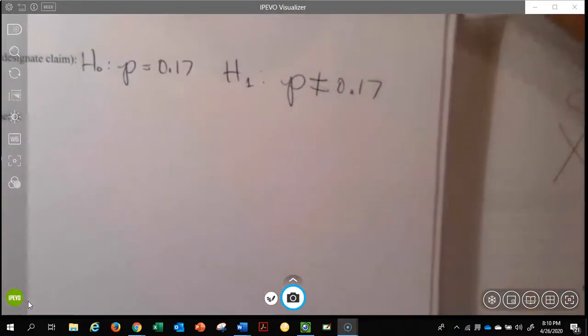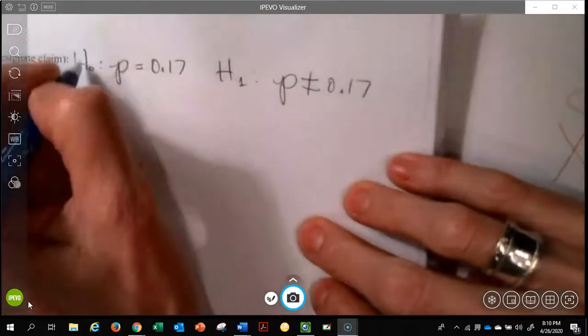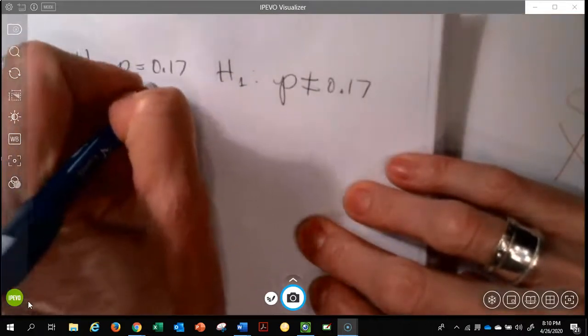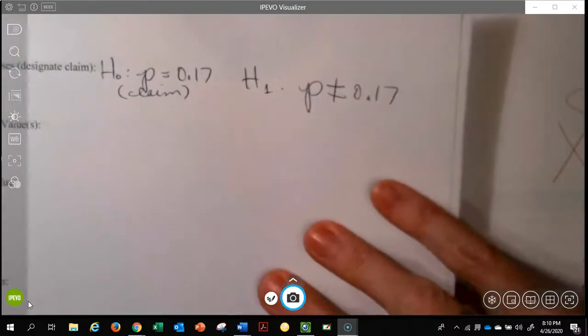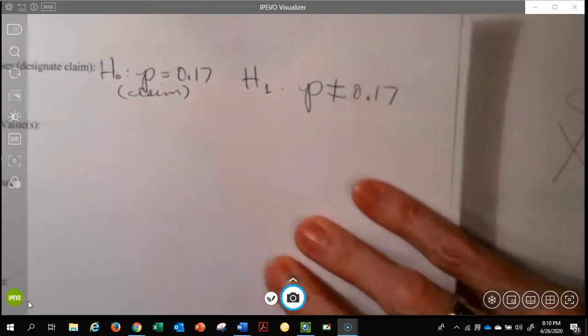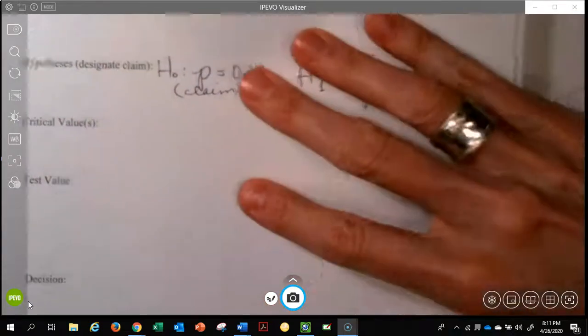So the claim is, she says that they are. So this one is our claim. She's saying they are obese, and the alternate to that is they're not. They're either less than that or they're more than that. Then we're going to go look for critical values.